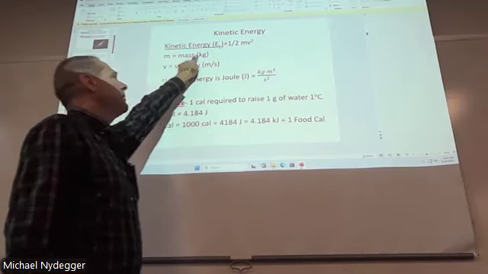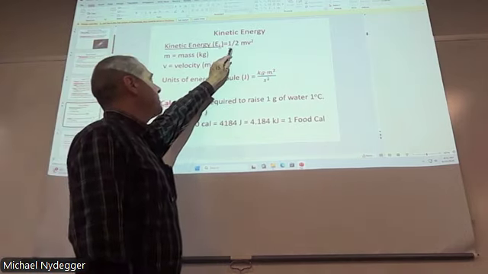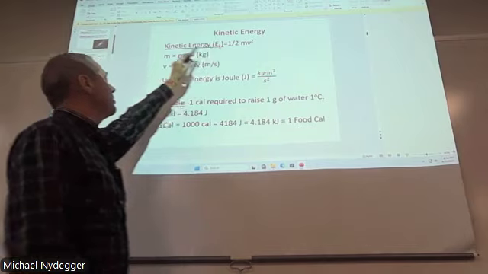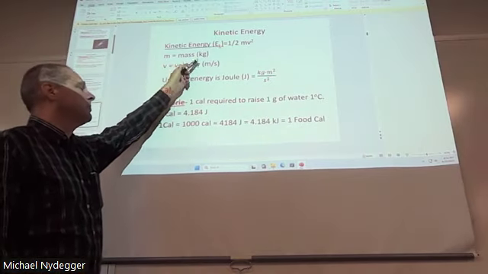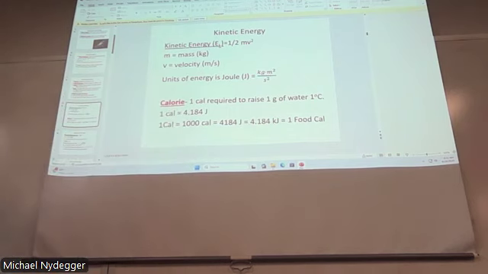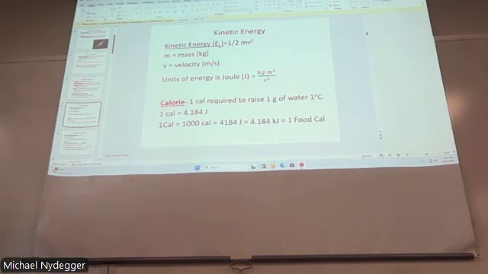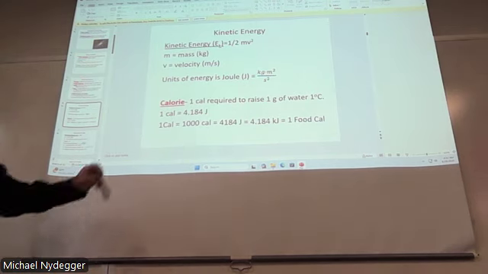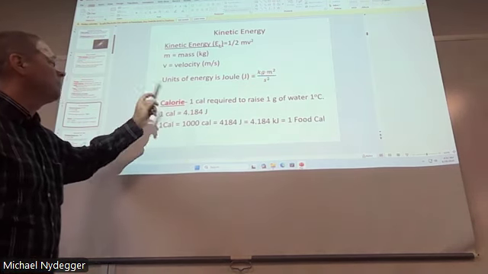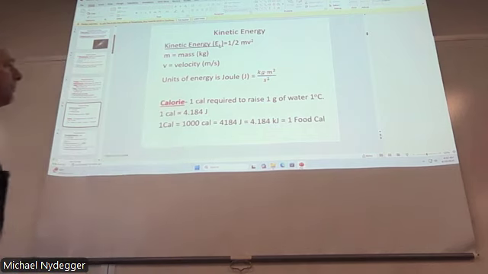This happens to be the equation for kinetic energy. We're not going to do anything with that, but it happens to be 1/2 mass times velocity squared, where mass is in units of kilograms and velocity is in meters per second. If you have me in physics next year or next couple years, we'll spend a lot of time on that equation. We use it so much. It's an incredible equation. The unit for energy we're going to use mostly is the joule.